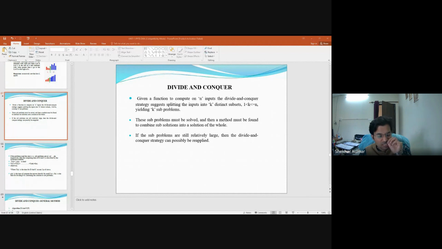For example, there are binary search, quicksort, merge sort, as we discussed, and matrix multiplication. These are the different algorithms which are based on the divide and conquer rule, because every time I divide the main problem into some subproblems. For example, I am showing you the working of binary search.